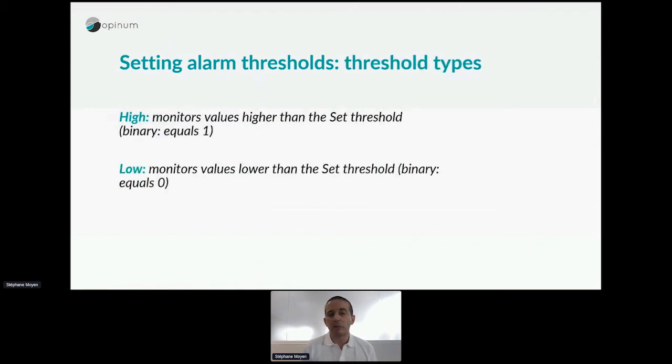The alarm is also characterized by its threshold types. You have a high type or a low type. High type means we are going to cross a set value, and we are going to look for values which are higher than the set value. And for binary types, it's going to be equal to 1. And for the low threshold type, we're going to monitor values lower than the set threshold. In binary terms, it's going to be values equal to 0.